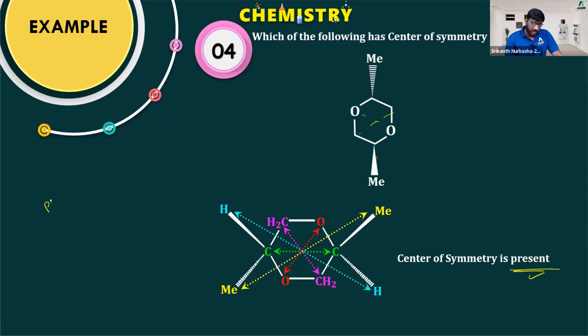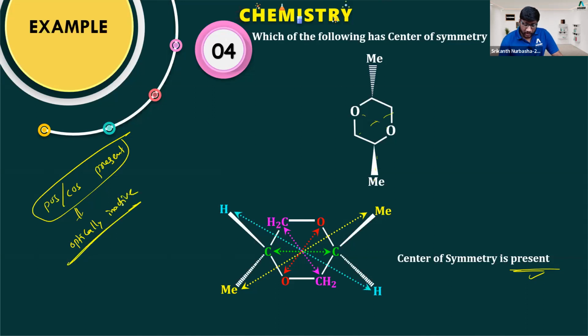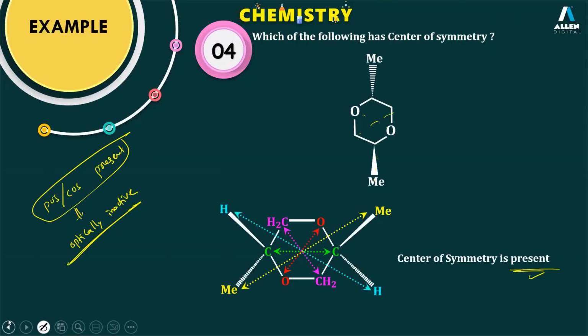So if a plane of symmetry or center of symmetry is present, it means the compound is optically inactive. Optically inactive. This was the condition. Right, students? Let us proceed further.